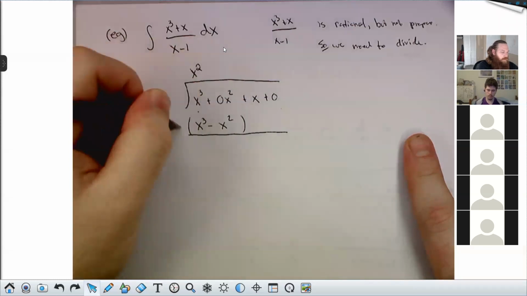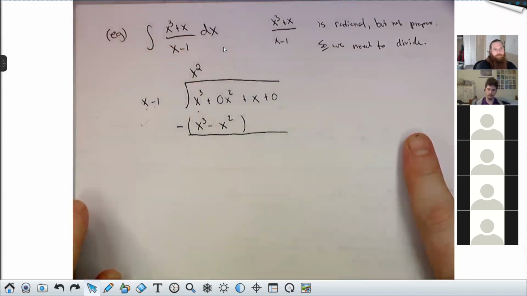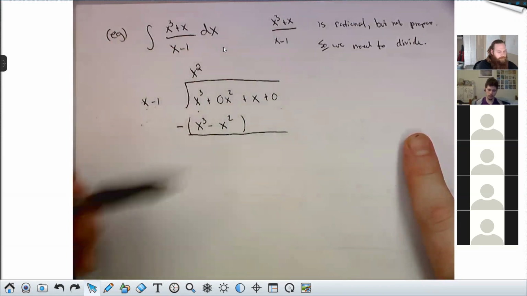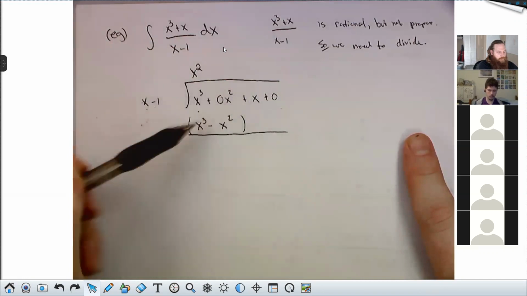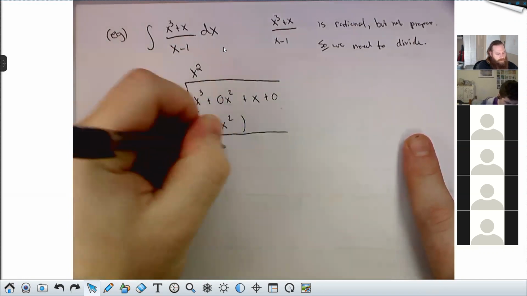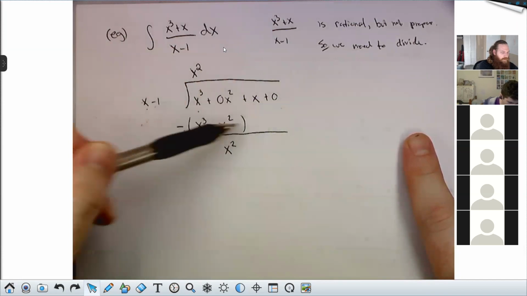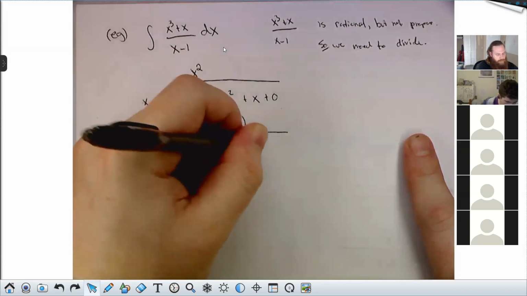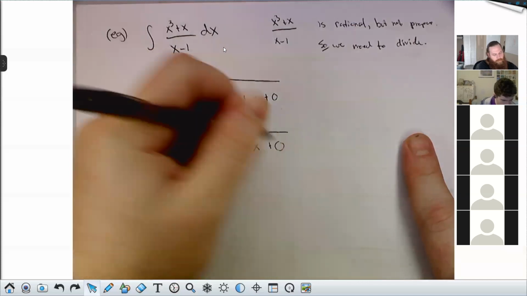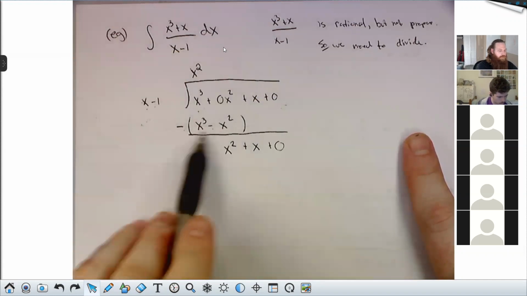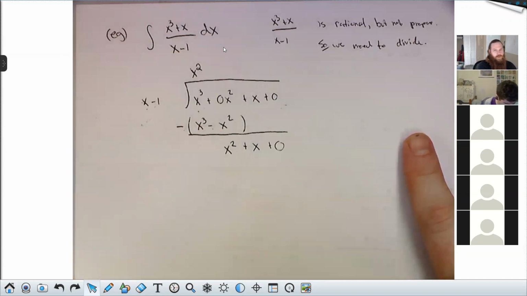And then I subtract one whole row from the other whole row. x cubed minus x cubed is 0. x squared minus negative x squared is positive x squared. And then this x, I'm not subtracting any x's, so he will come along for the ride. And you can write the plus 0 if you want. So I just take this row and I subtract this row from it. This is the result. Very similar to long division for numbers, if you remember that. Plenty of people don't, it's okay if you don't.